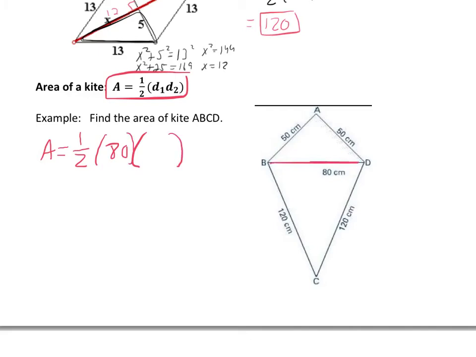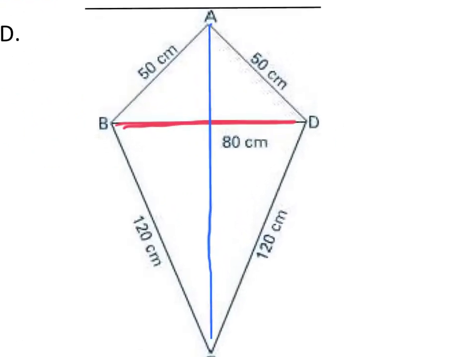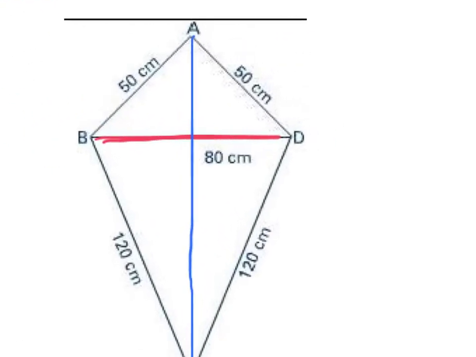So this is 80. But again, remembering the properties of a kite, the diagonals are perpendicular to each other, so they create a right angle, and the longer diagonal bisects the shorter diagonal, which would make each one of these 40. Now we're looking for the long diagonal here.